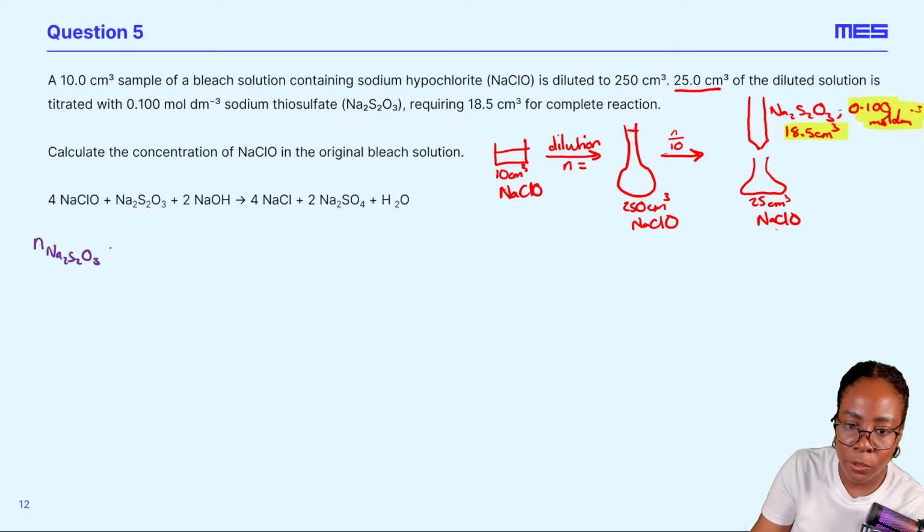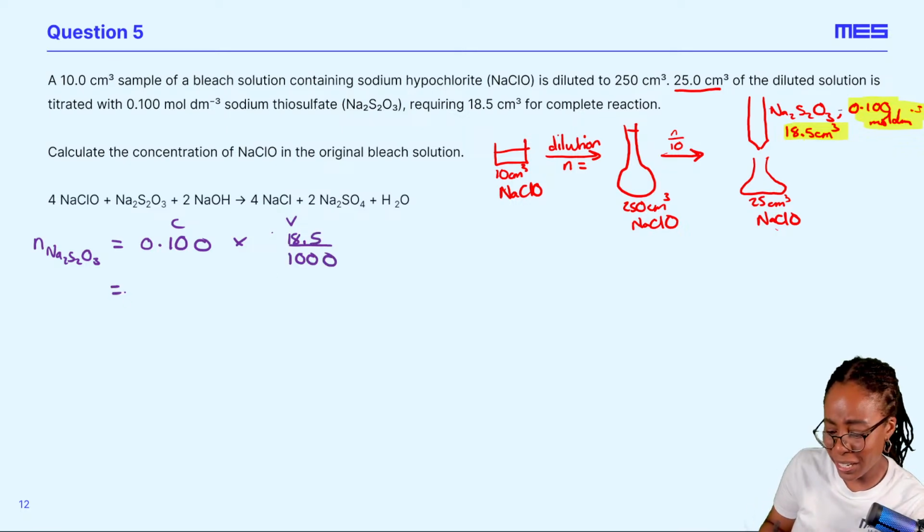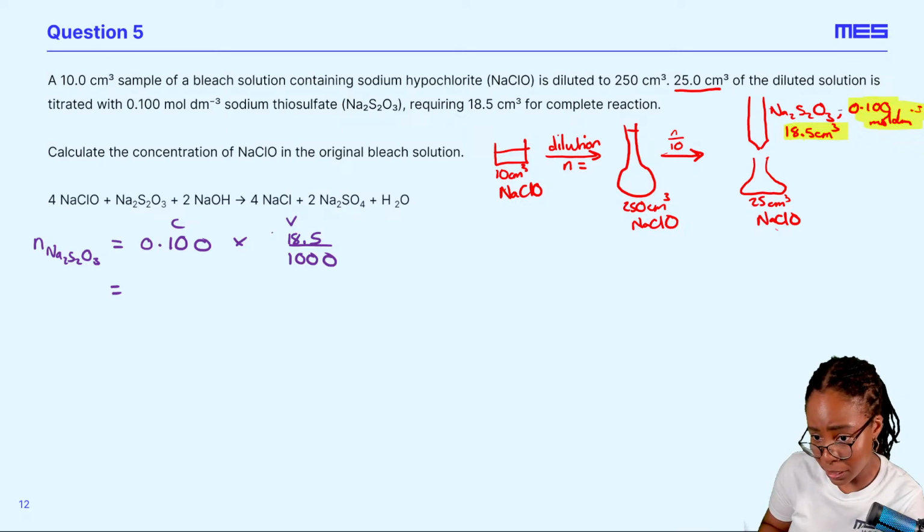Moles of our sodium thiosulfate will be concentration times volume, which is 18.5 over 1,000. And what do we get? 1.85 times 10 to the minus 3, I think. Right? That sounds about right.